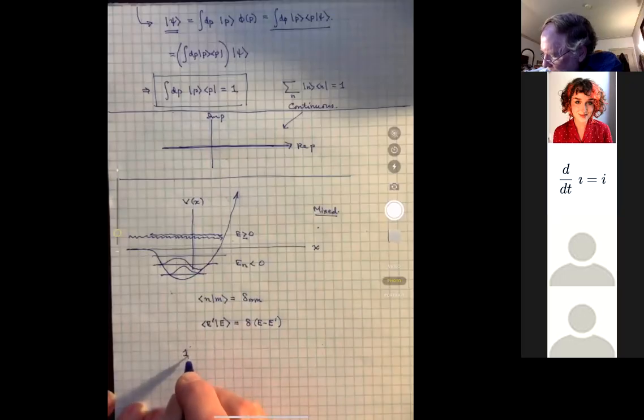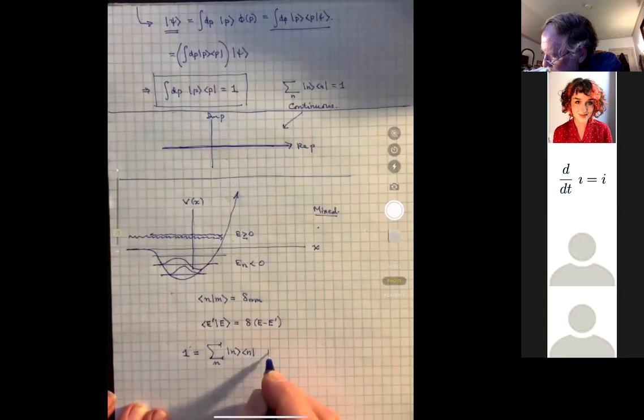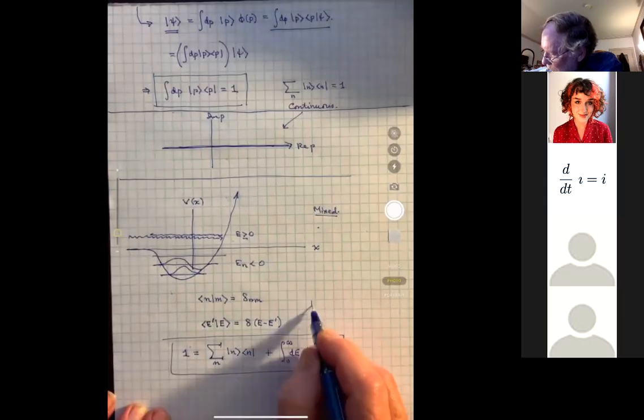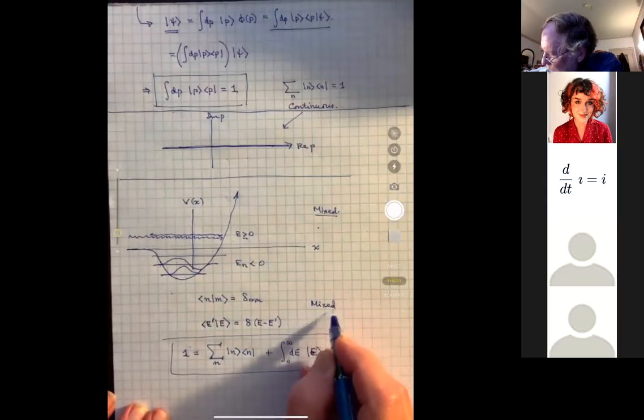Then the resolution of the identity looks like this. The identity is given by the sum over the discrete states, the outer product |n⟩⟨n|, plus an integral from 0 to infinity over energy dE, and then we have the outer product |E⟩⟨E|, like so. And this is the resolution of the identity in this case, which is an example of what's called the mixed spectrum.